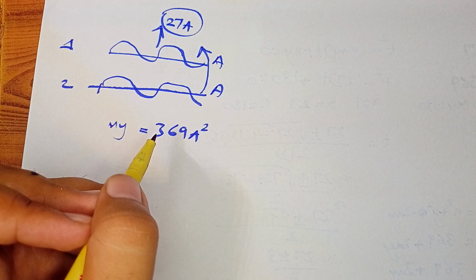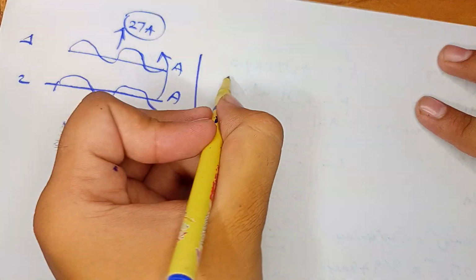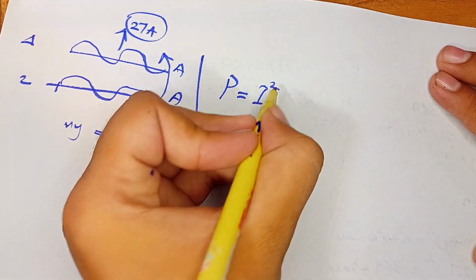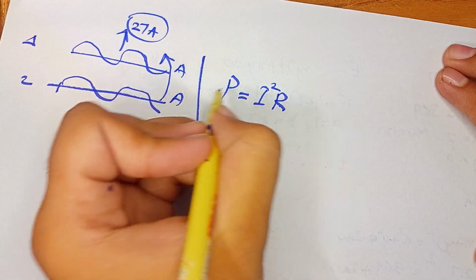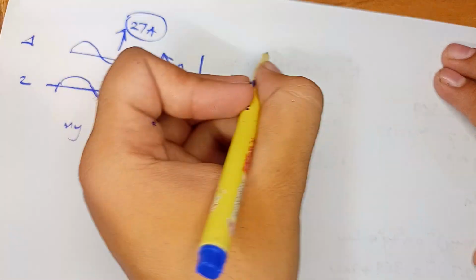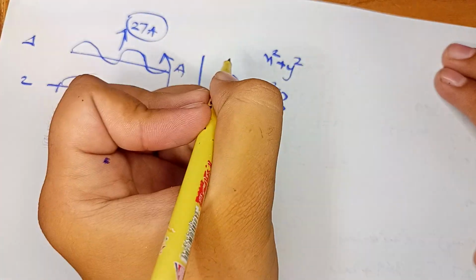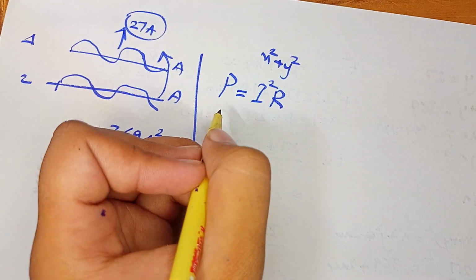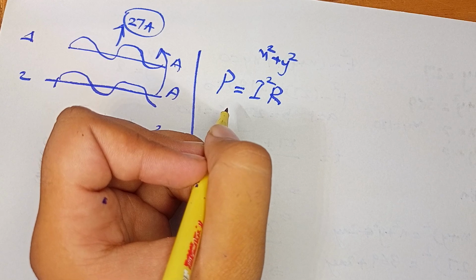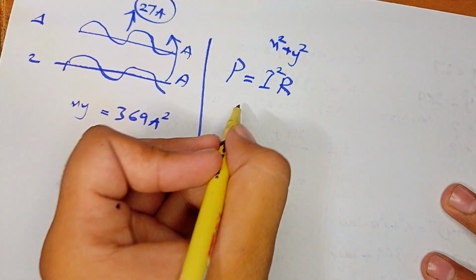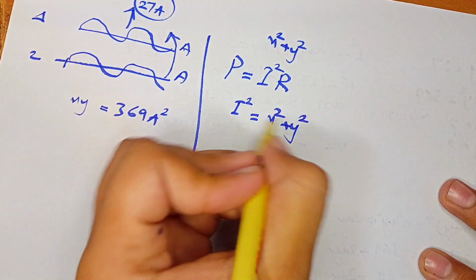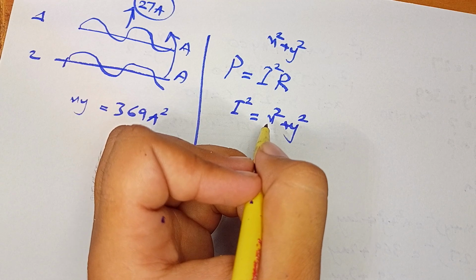There is also another thing, power. We should know the formula of power, which is I square R. This is the resistance, this is the current, and this is the power. So total power depends upon x square plus y square, and also in RMS current calculation in an AC circuit.